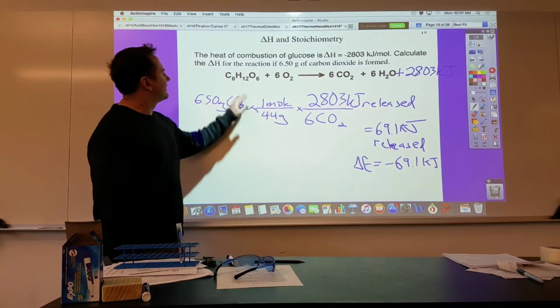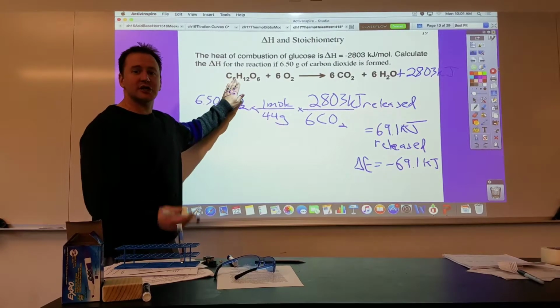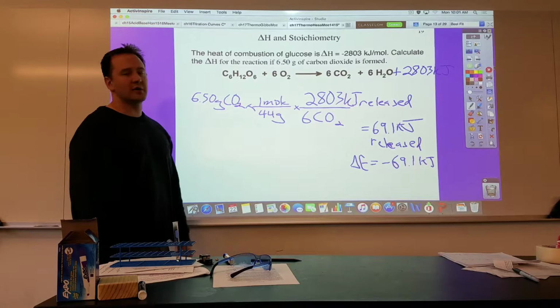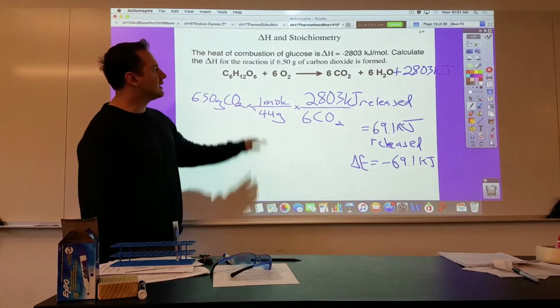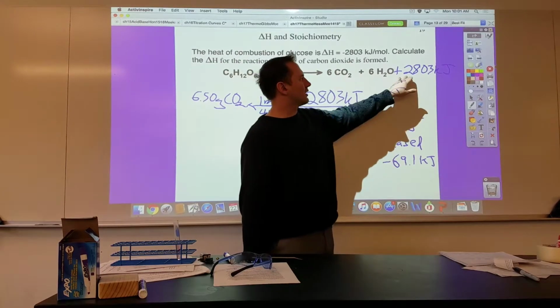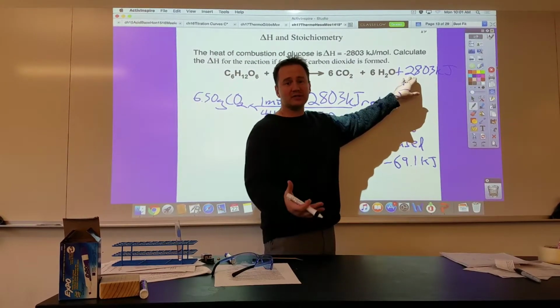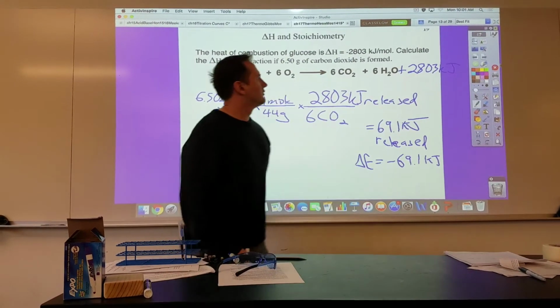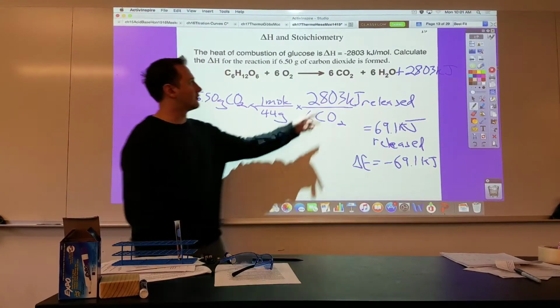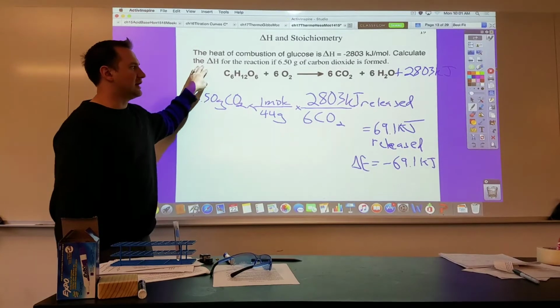So it's asking us to calculate the delta H, or the change in heat content, for the reaction when 6.5 grams of carbon dioxide is formed. Here we have the reaction. Since the delta H is negative, we're going to be releasing energy, so energy is a product, and we put the 2803 on that side. If it was a positive value for delta H, we would put it on the reactant side.